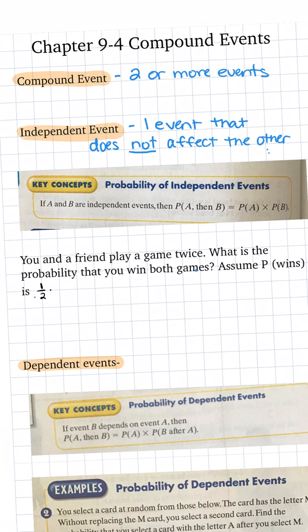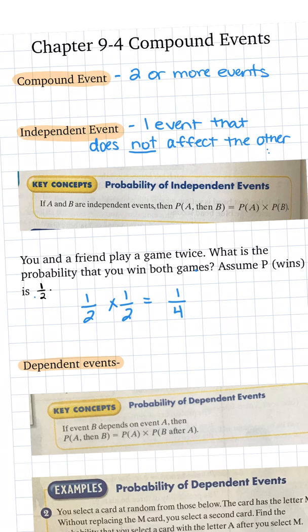So the probability is you have a 1 in 2 chance. You're either going to win or you're going to lose. So if our probability is 1/2 for A and 1/2 for B, then you just multiply them together. So you have a 1/4 chance, 1 out of 4 chances that you're going to win both games.